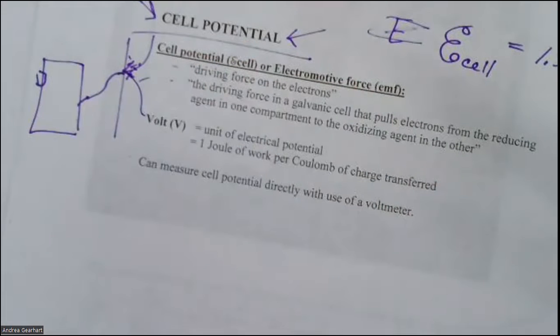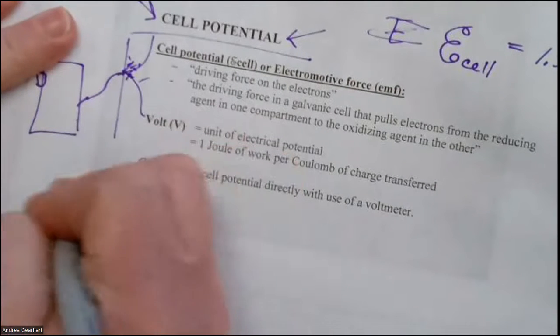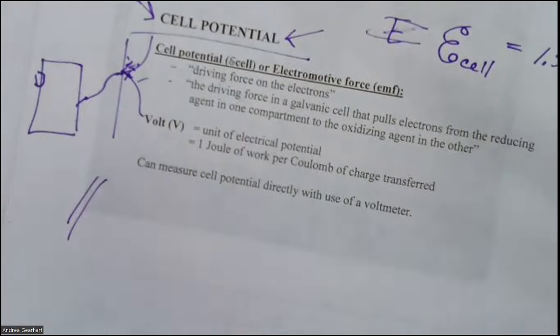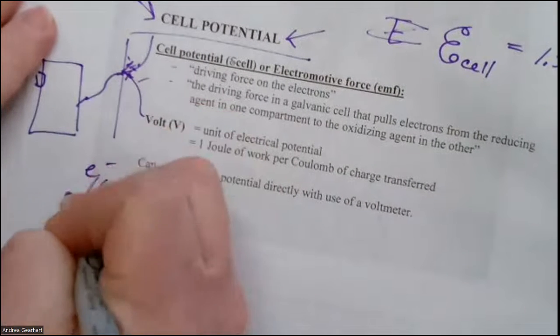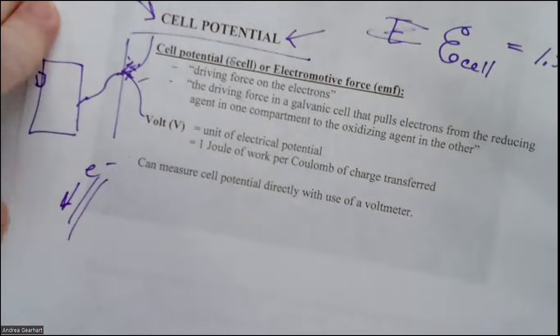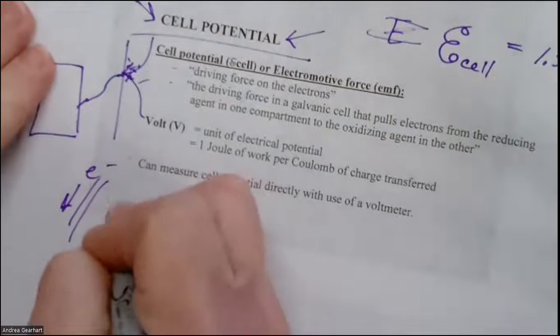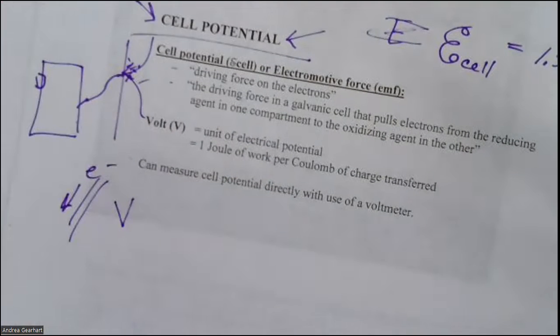So the question is, how much of a downhill is there? We know the steeper it is, the more likely the electrons will flow. A measure of that is voltage. So the steeper the hill, the greater the voltage value. And we call that potential.